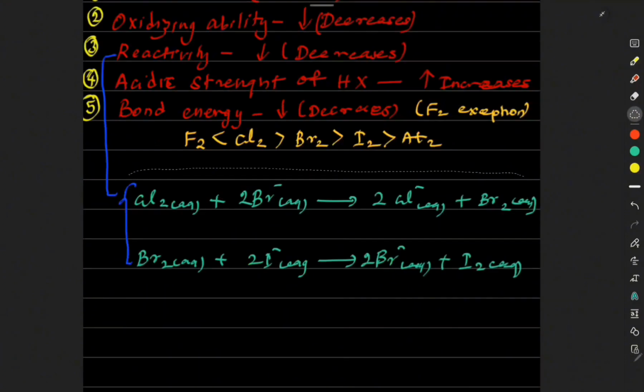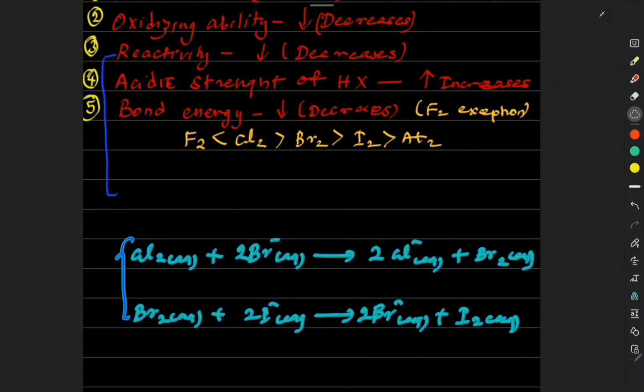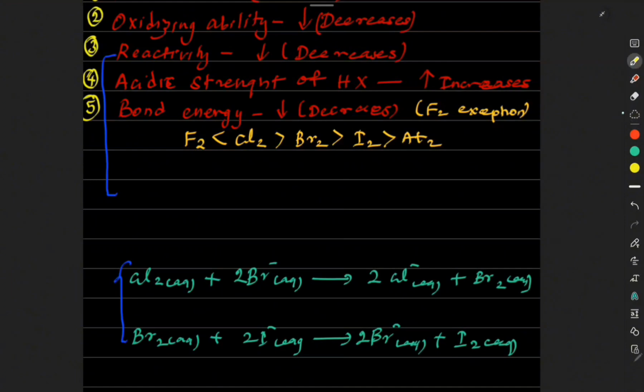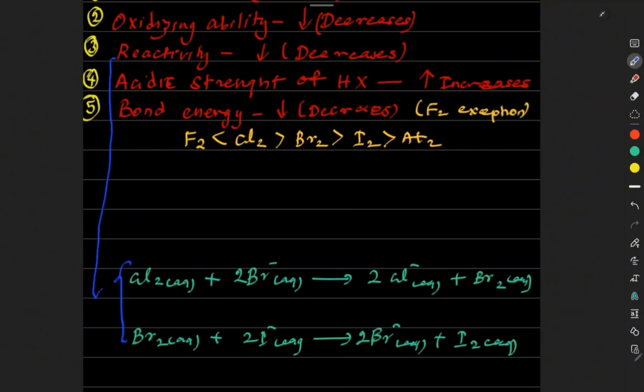What is the reason for the decrease in bond energy of F2 compared to Cl2? Due to the repulsion of non-bonded electrons in F atoms. This is the reason for the high reactivity of F2, and therefore the bond energy decreases.